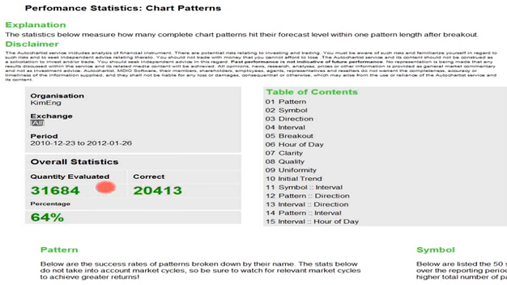Now, this is based on the completed patterns. So patterns that have broken through support or resistance, this is the number of patterns that actually reached the target levels. So it shows you we have roughly a 64% overall average across all markets for this time period from the end of 2010, so it's about a year and 2 months ago.